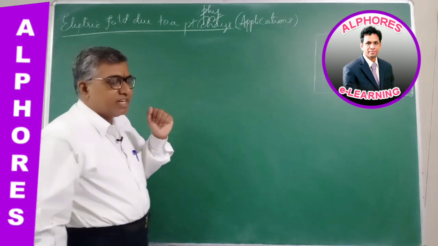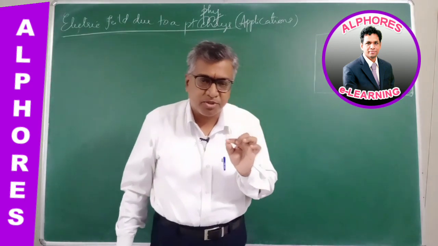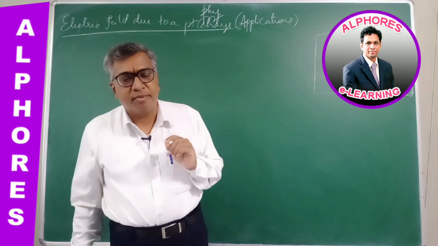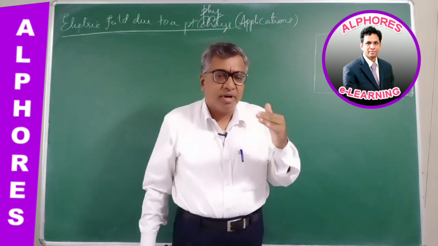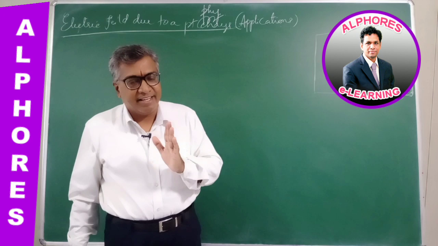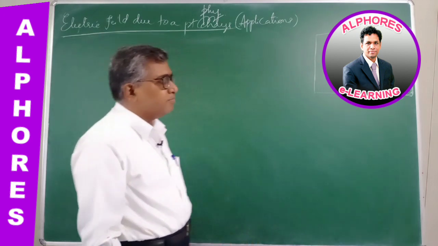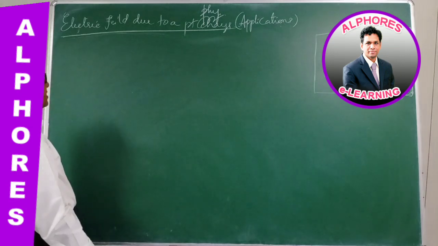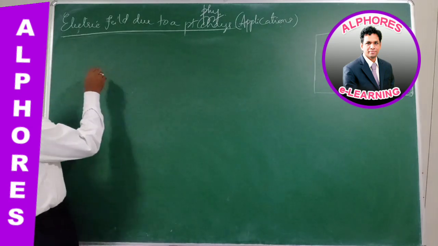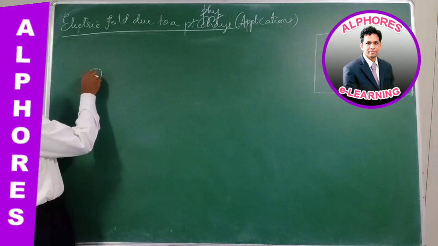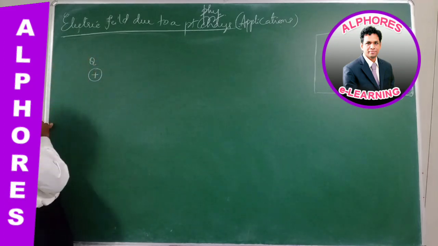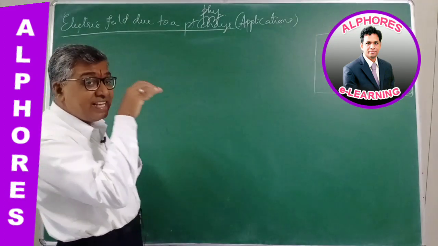Due to a point charge, the electric field is 1 by 4 pi epsilon naught q by r square when it is in air, or 1 by 4 pi epsilon naught k, where k lies in the denominator, q by r square in the medium. Now the vector form of the electric field. Suppose I imagine a charge q like this, and this charge is at the origin.